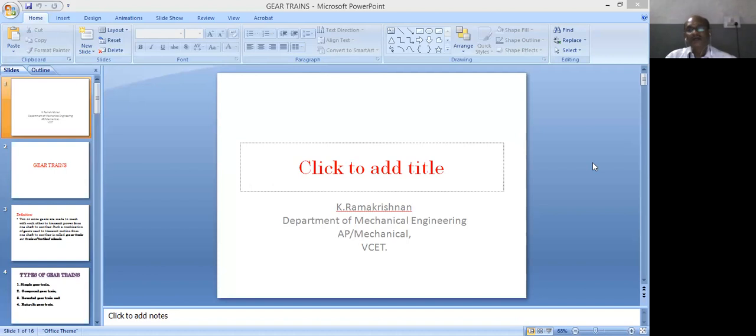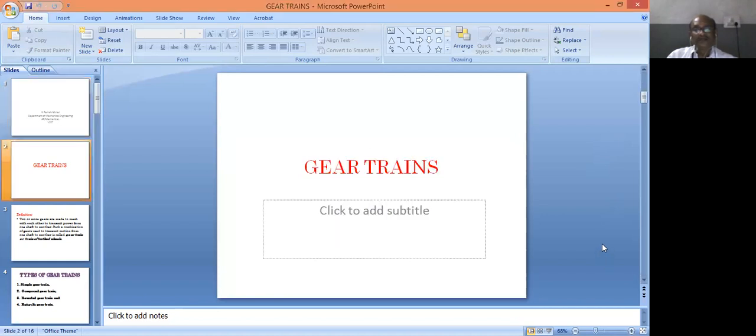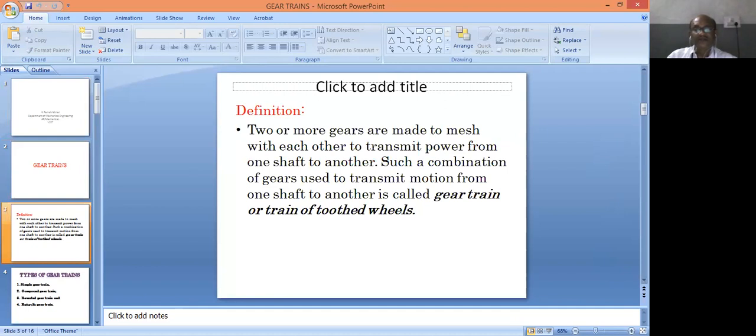Students, in this session, let us discuss the gear train. We discuss the definition of the gear train and the various types of gear train. These are the topics to be discussed in this session. First, let us consider what a gear train is.